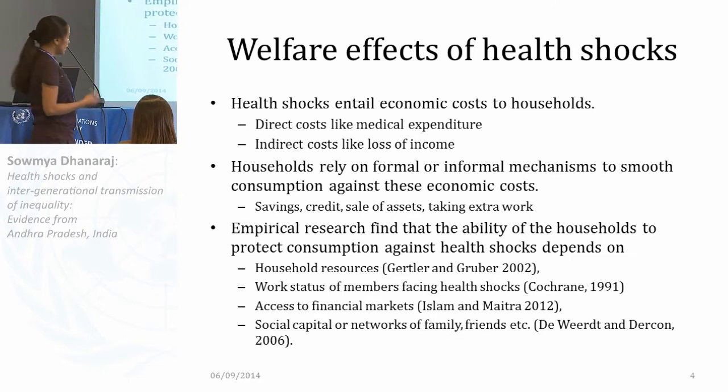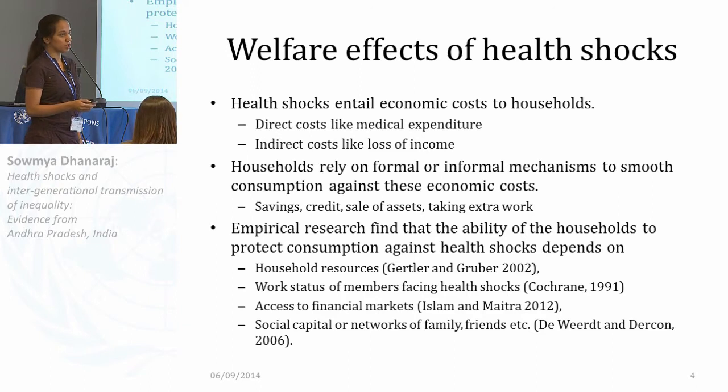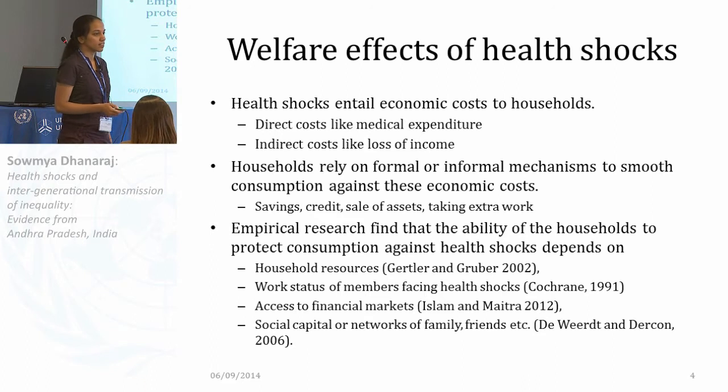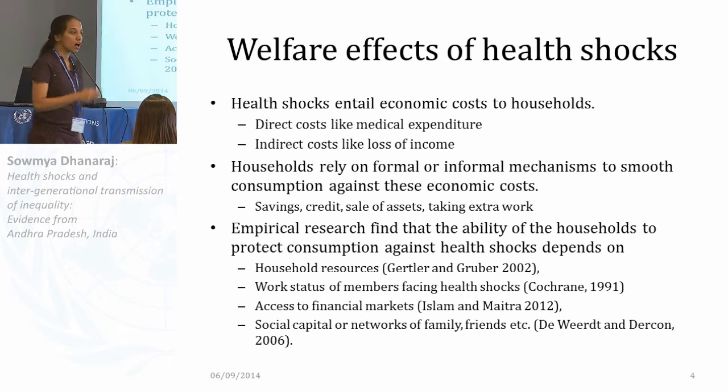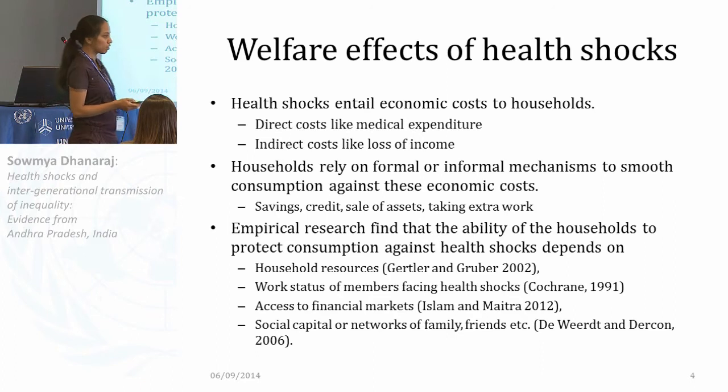So, in order to cope with the burden of these economic costs, households use a variety of formal and informal mechanisms like savings, transfers, credit, sale of assets, taking extra work, and so on. But whether the households are actually able to cope with the burden of these costs depends upon a variety of factors. These include own resources possessed by the household, like human capital, physical capital, social capital, financial capital, and so on.